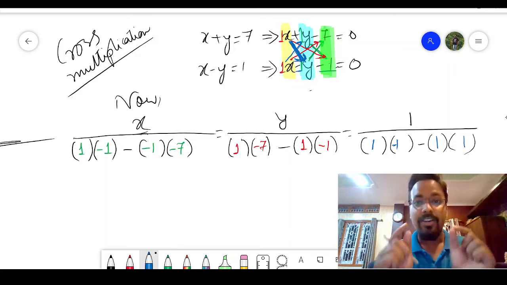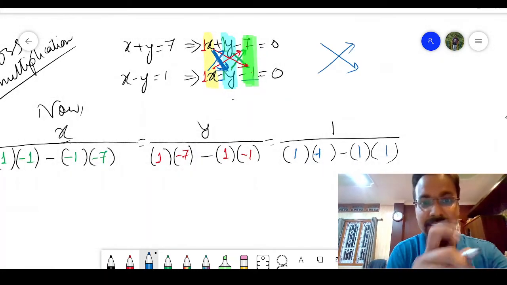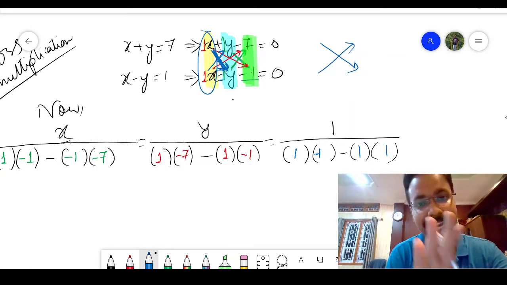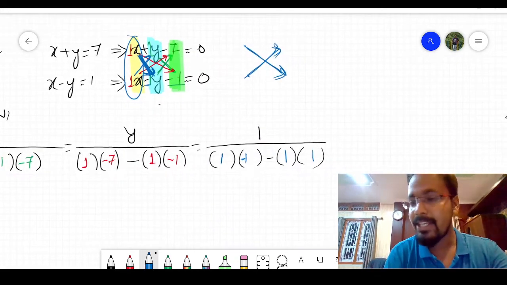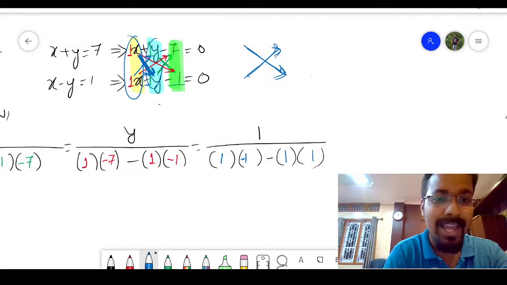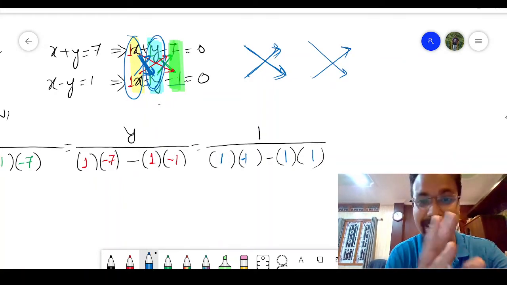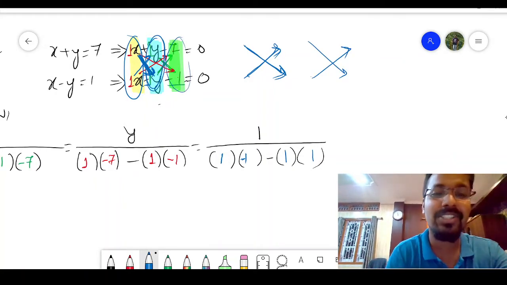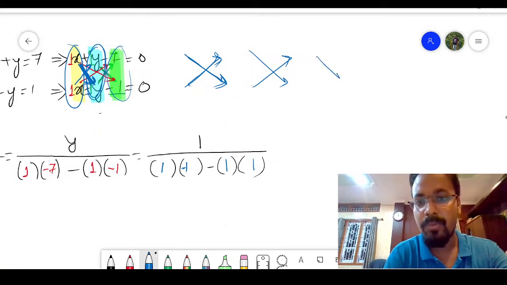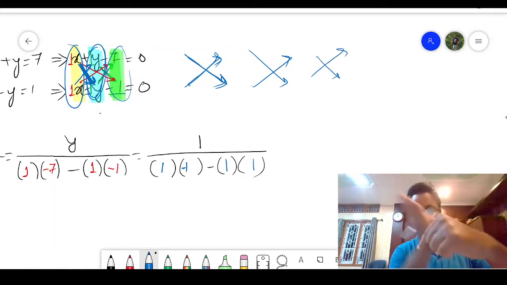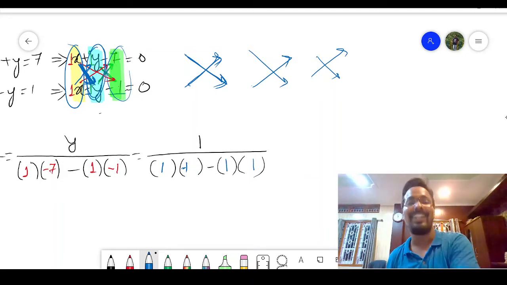What is the trend? First you have to move from top to bottom, bottom to top. This is the first step while you have x hidden. When x is hidden, for y and constant, top to bottom, bottom to top. Next, when y is hidden, we go from bottom to top, top to bottom. Remember this sequence. And when the constant is hidden, we again go from top to bottom, bottom to top. So top to bottom, bottom to top, bottom to top, top to bottom, top to bottom, bottom to top. So it is like an alternate sequence.